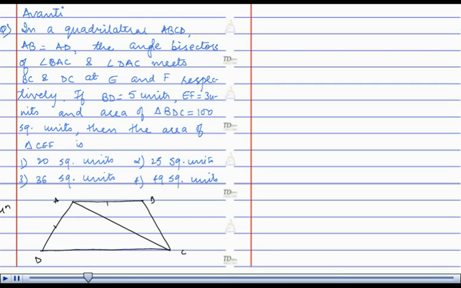Also it is given that AE is the angle bisector of angle BAC and AF is the angle bisector of angle DAC. Join E and F and B and D. In this question, we use the concept of angle bisector theorem.